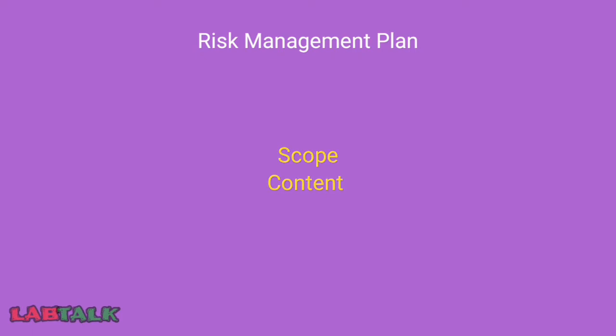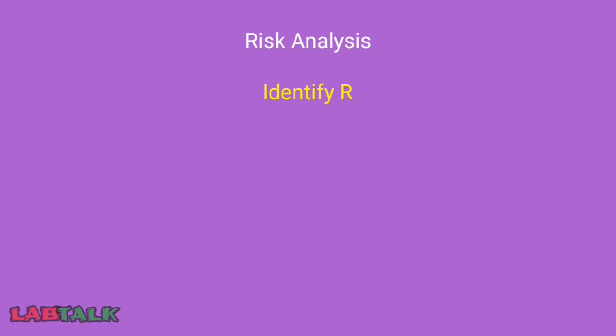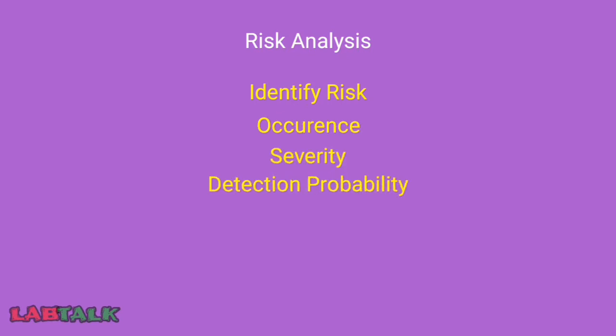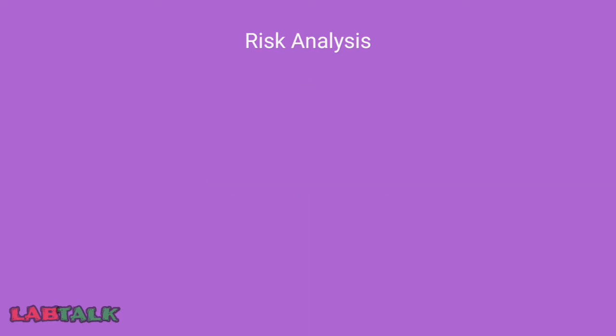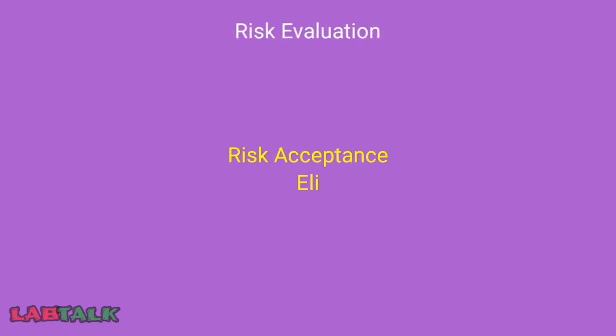The complete process of risk management will include, first of all, the risk management plan, which will include the scope and content of the plan. Next will be the risk analysis, where we first identify the risk and then analyze it with respect to occurrence, severity and detection. Then we also see from which area of the laboratory this risk can be identified. Next we see the risk evaluation: whether the identified risk can be accepted as it is, or whether it needs appropriate evaluation in the form of risk management.